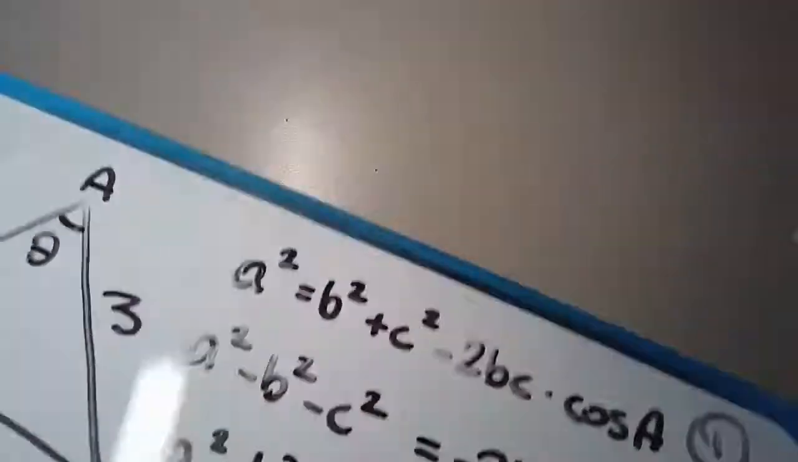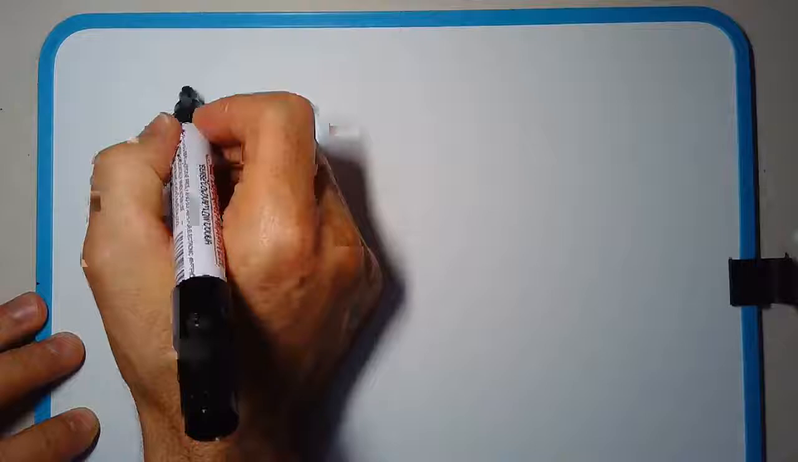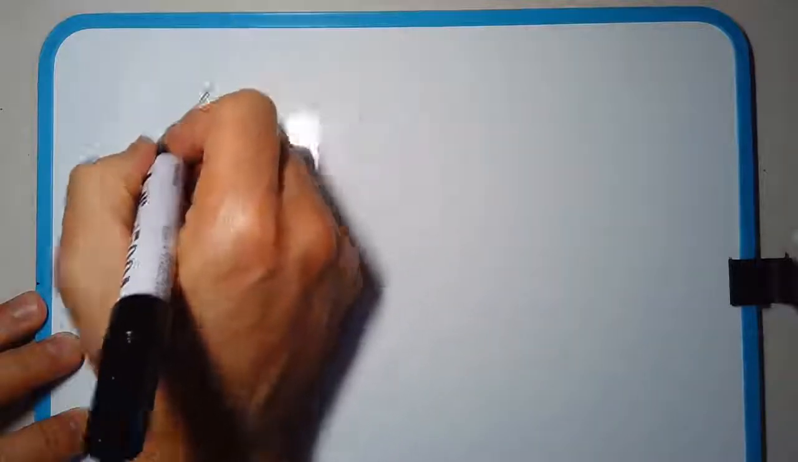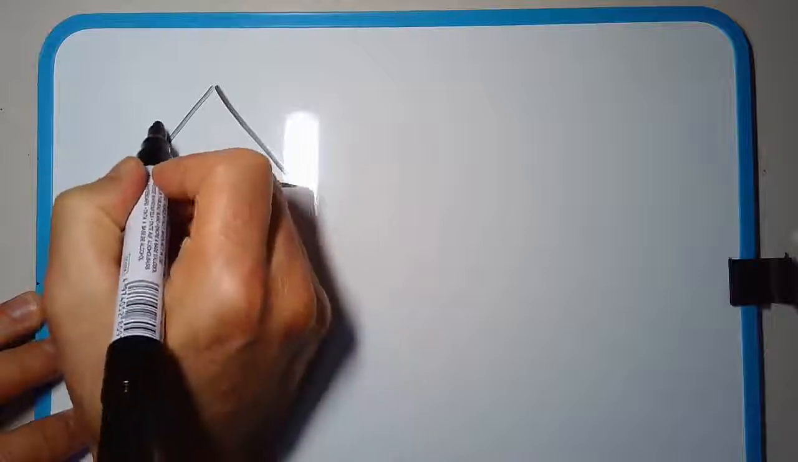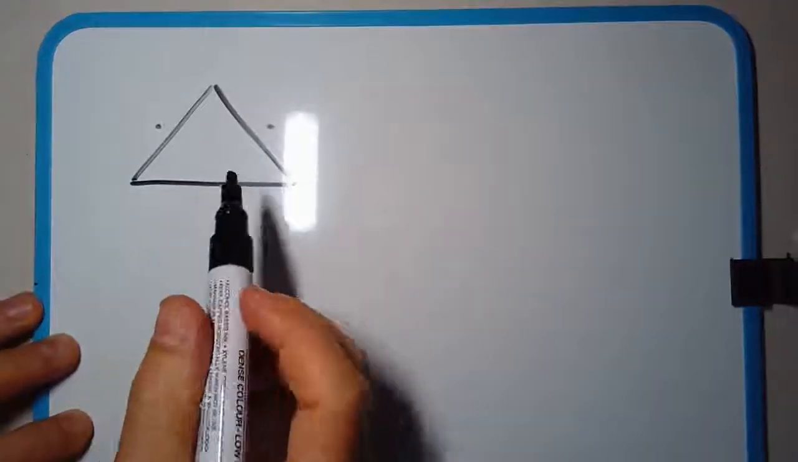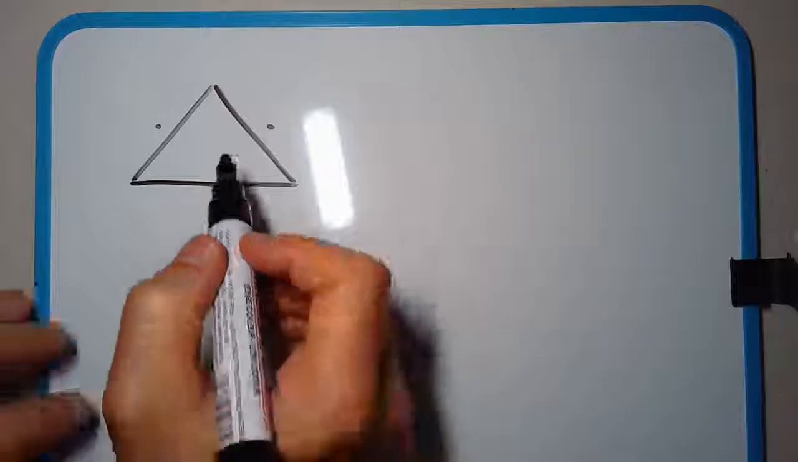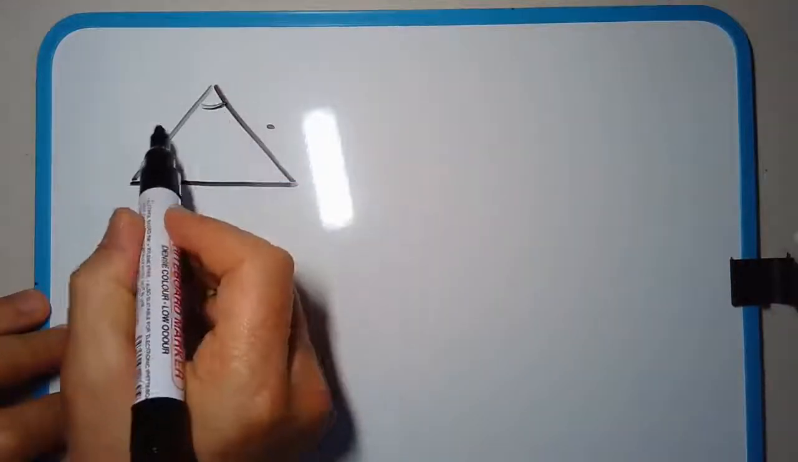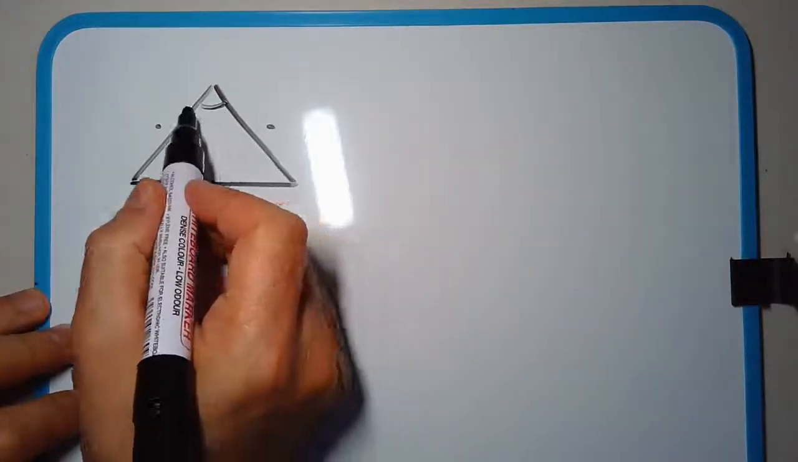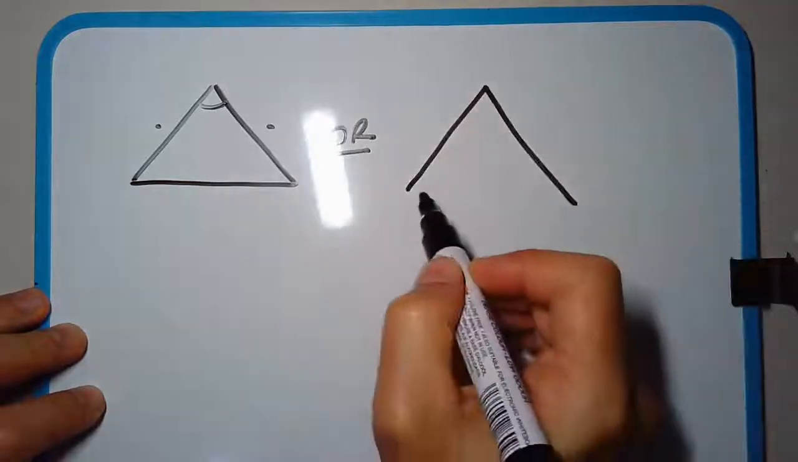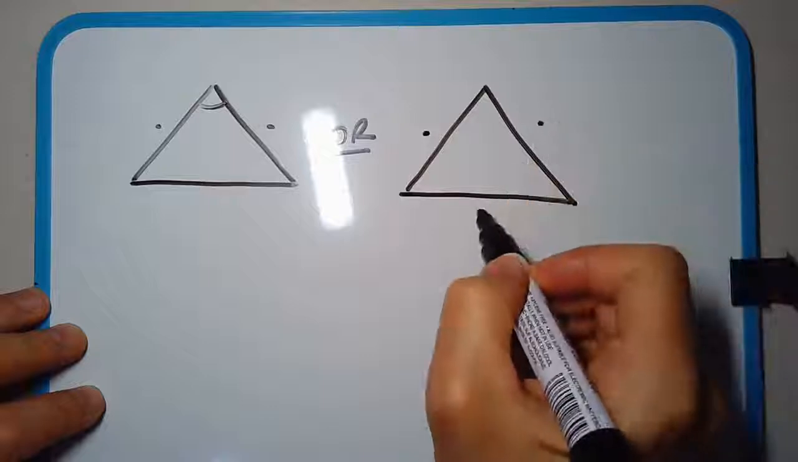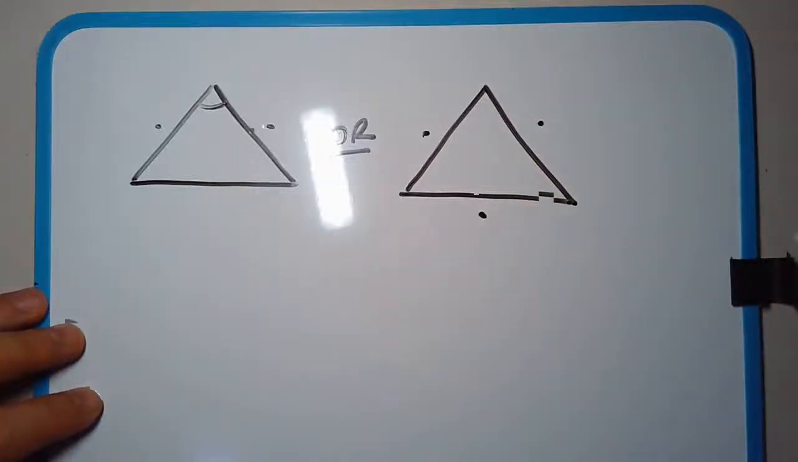I might just flip the board around. We have two situations. This is situation 1, where I'm just going to put dots there to indicate the known sides. You have two known sides and an included angle, or you have 3 known sides. They're the two situations that you would use the cosine rule.